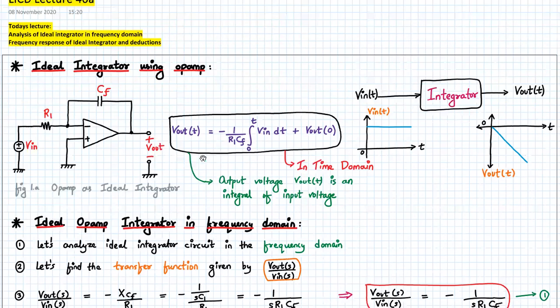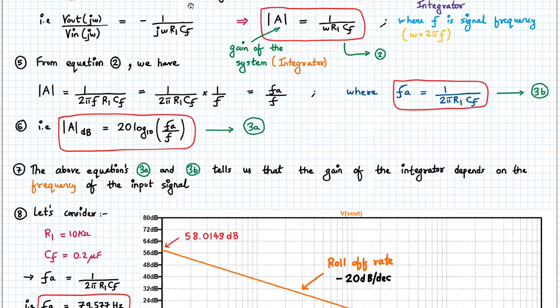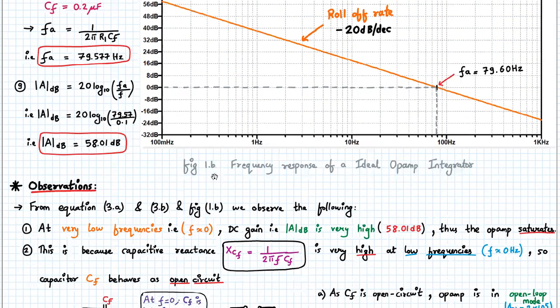So what is the reactance offered by the capacitance? It is 1 upon 2 pi into CF, correct? So as the frequency is increasing, what will happen to the capacitive reactance? The capacitive reactance will keep on falling down. That is what we have written over here.